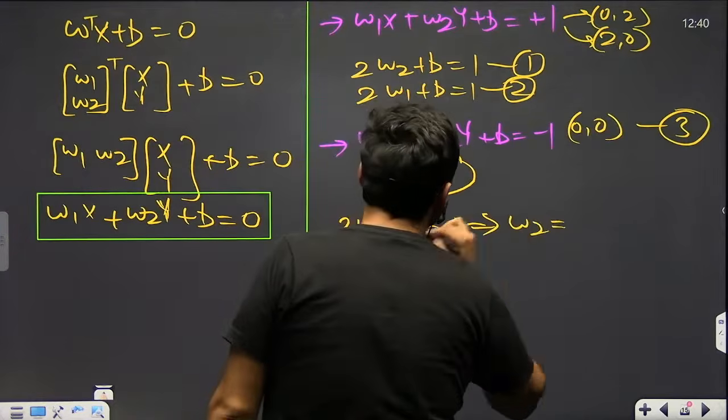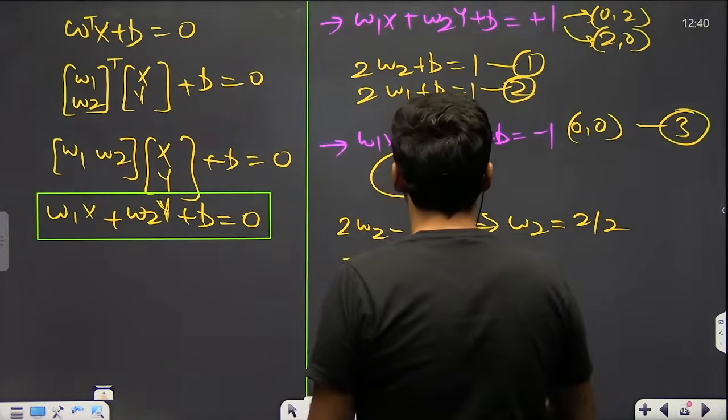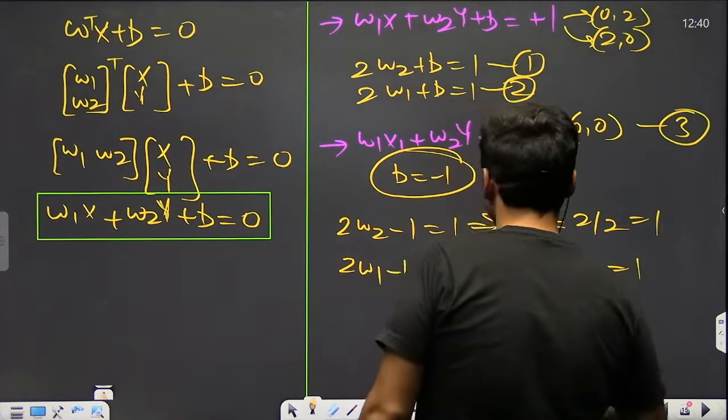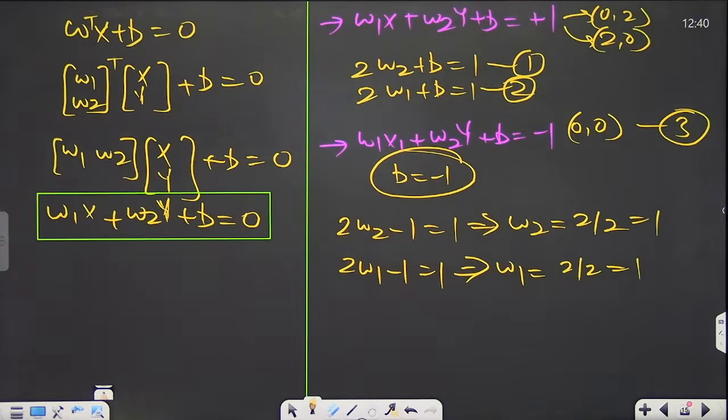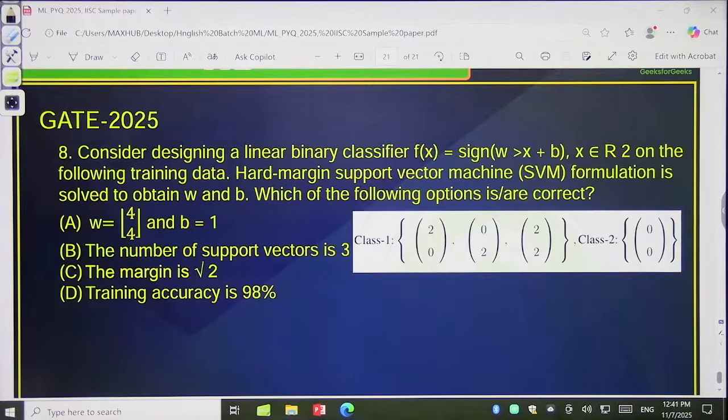So what is the w2 value? It is 2 by 2, and the w1 value is again 2 by 2, so that equals 1. So I'll be getting w1 equals 1 and w2 equals 1, and already I have bias equals -1. That constant value is -1, right? So if I check, the constant value here is coming as 1, so I think option A is wrong here.